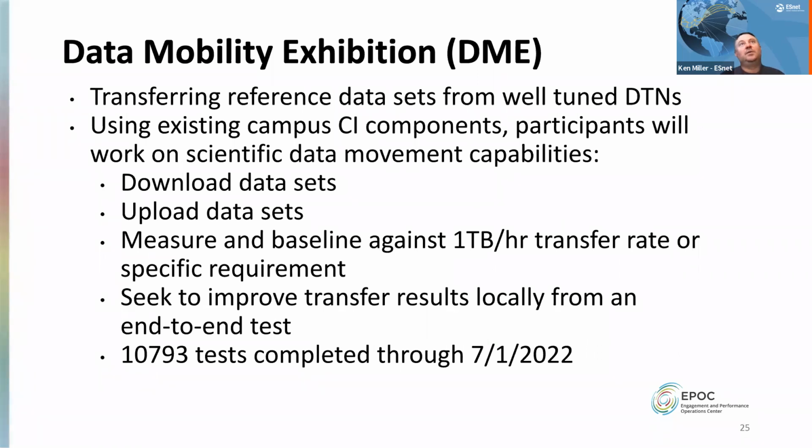The way it works is you get your DTN set up, you transfer and upload, download different data sets as you need to. You measure against the 1 terabyte per hour transfer rate or some sort of specific requirement you're trying to reach. And then you can reach out to us at Epic, that we can actually help you out at this point. So a little earlier, over 10,000 tests were completed over 2 years. We have some other updates here in a little bit for some more tests that were happening.